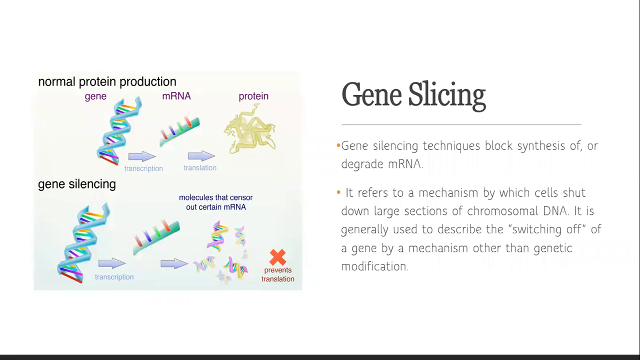And we also have gene silencing, which blocks synthesis of or degrades the messenger RNA. So it refers to a mechanism by which cells shut down large sections of chromosomal DNA. It is generally used to describe the switching off of a gene by a mechanism other than genetic modification. So what happens is that after transcription, there will be gene silencing, the switching off.